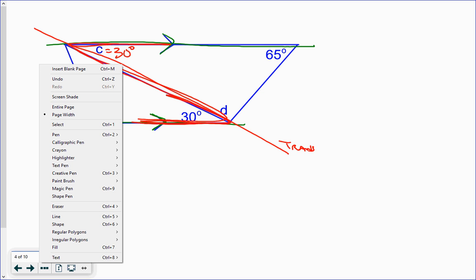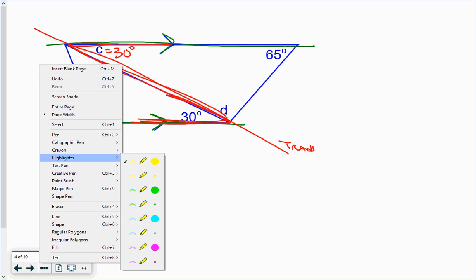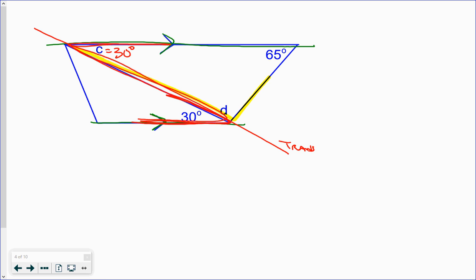Now, once I know that, I would see that I have a triangle here. I know two of my three corners, so now I can find D. So I can go 180 minus 65 minus 30. That gives me 85 degrees. Okay, so we use these angle properties to help us find missing angle measures.